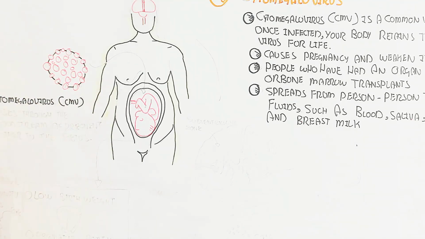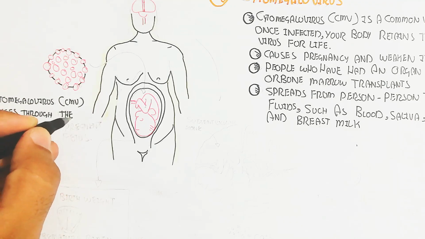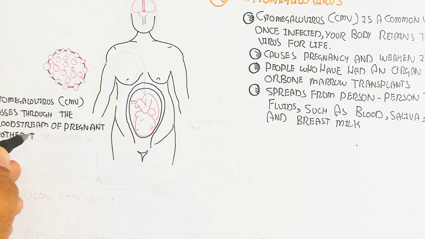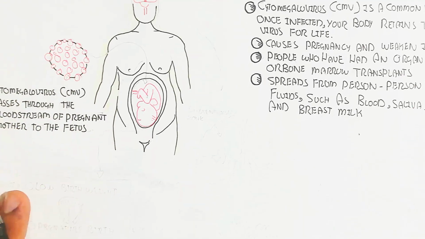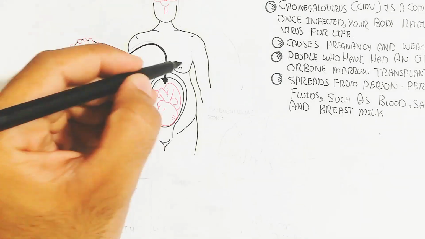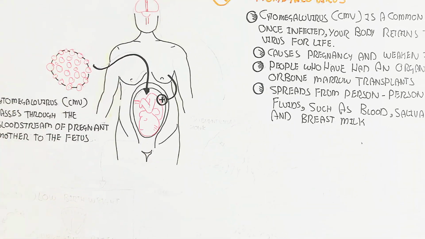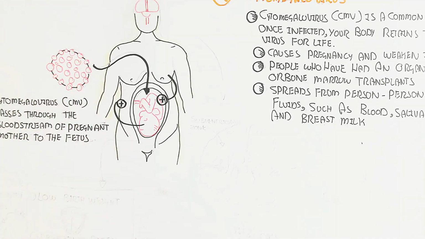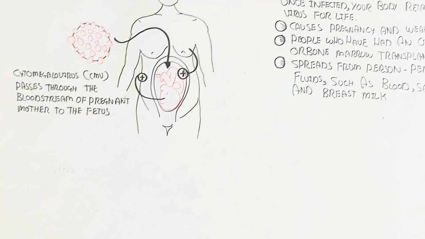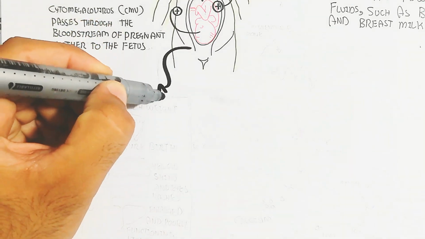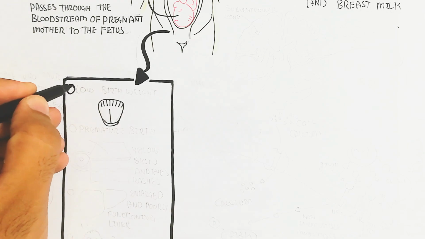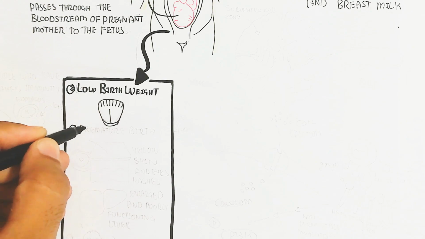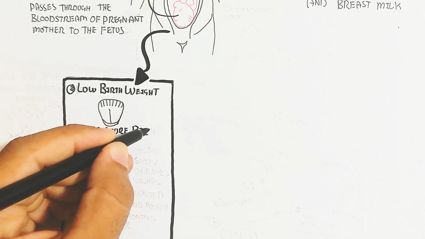CMV passes through the bloodstream of a pregnant mother to the fetus, and in this way the virus is transferred to the fetus. The fetus can also circulate it back to the mother. So this causes infection in the mother as well as the fetus, but mostly the fetus, because if the mother has a more active immune system, it will prevent the infection.